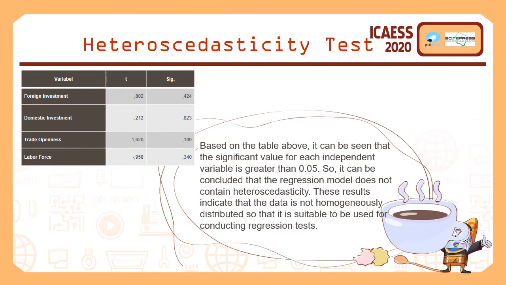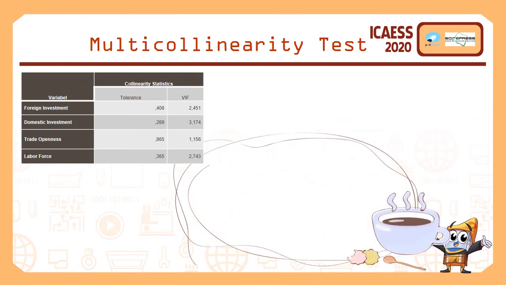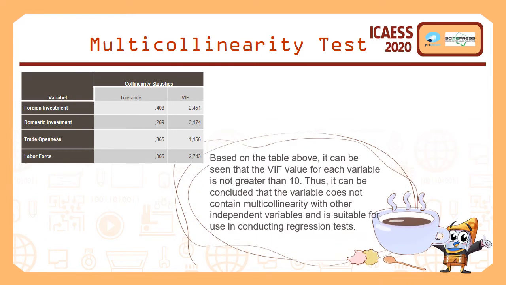Heteroskedasticity test. Based on the table above, it can be seen the significant value for each independent variable is greater than 0.05. So, it can be concluded that the regression model doesn't contain heteroskedasticity. This result indicates that the data is homogeneously distributed, so that it is suitable to be used for conducting regression tests. Next, multicollinearity test.